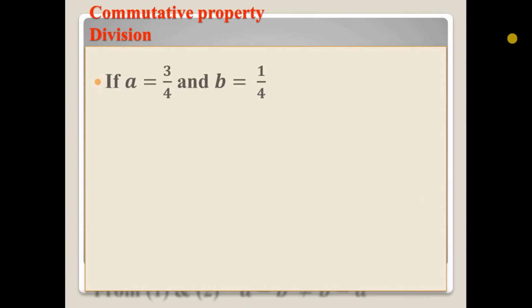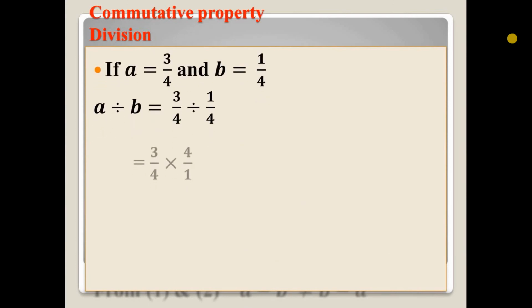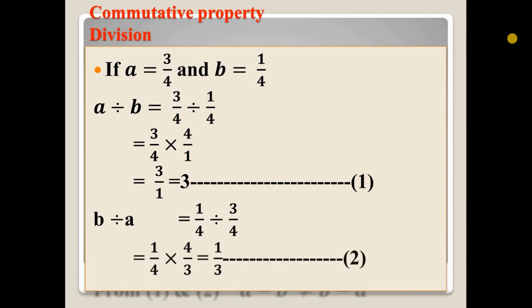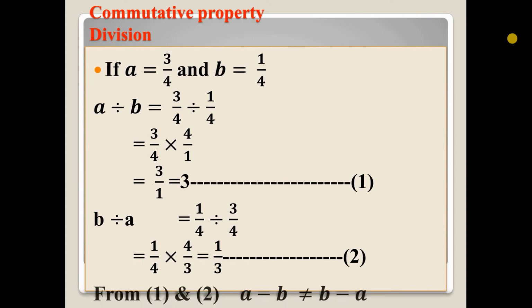Now we can check the division. If A equal to 3 by 4 and B equal to 1 by 4. So A divided by B equal to 3 by 4 divided by 1 by 4. So when we want to divide the number, we have to take the reciprocal of the second number and multiply with the first number. அதாவது ரெண்டாவது நம்பருக்கு reciprocal எடுத்து முதல் நம்பரோடு multiply பண்ணணும். அப்ப 3 by 4 இந்த division into ஆகும். 1 by 4ங்கிறது 4 by 1 ஆச்சு. இப்போ இதை நீங்க 4 cancel பண்ணலாம். So we get the answer 3. This is the first equation.